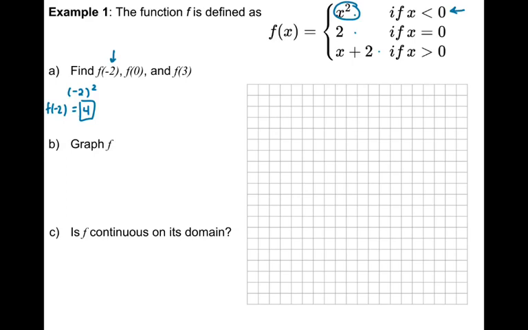All right, then we move on. F of 0 is the next piece. Now, again, when x is 0, where does that fit in our domain? Well, it fits here with 2. So f of 0 is 2. There's nowhere to replace x because there's no x in this constant function.